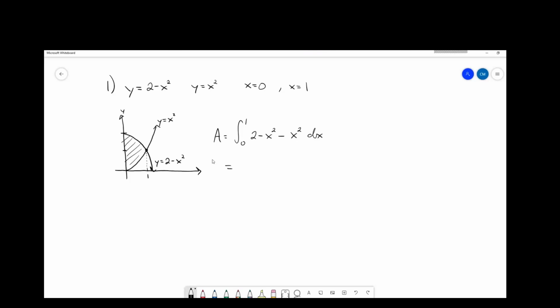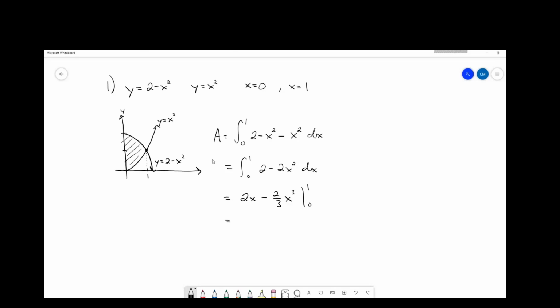Okay, so let's simplify it and then find the antiderivative. So this is the integral of 2 minus 2x squared. Again, you can kind of see, when I said you got to know how to do your calculus from Calculus 1, well, here we go, right? We got to remember how to do these integrals. So the antiderivative of 2 is 2x. The antiderivative of 2x squared is 2/3 x cubed. Plug in 0, plug in 1, subtract them.